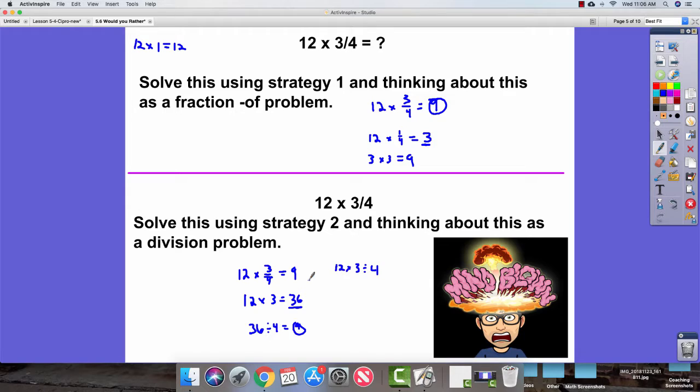So that's what I did. If I do order of operations, I would do 12 times 3 first, which is 36, and then divided by 4, which equals 9. So that's exactly the steps that I did over here, just written as a fraction instead.